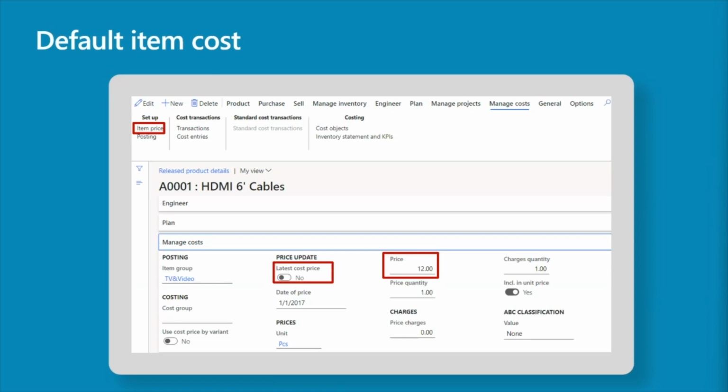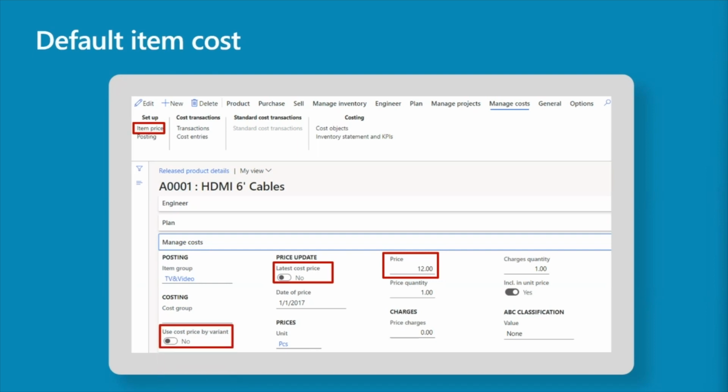When you enable the Use Latest Cost Price option, the system will automatically overwrite the price each time you post a financial update to a receipt transaction. For a purchase item, this would mean that the price field will be updated each time we post a purchase invoice. The value will be set to the unit cost of that invoice.